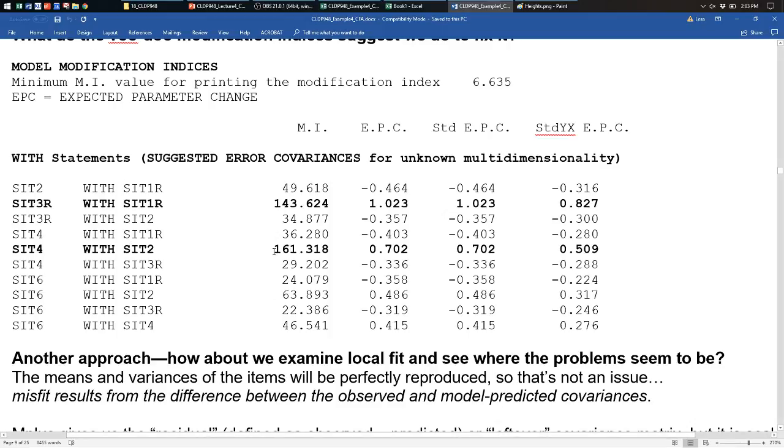So in this case, the highest modification index says that your chi-square of 307 would go down by 161 if you just let these two items' errors covary. And the covariance between their errors would be this last number here, the standardized, this would be their correlation rather, 0.5, and their covariance would be 0.7.